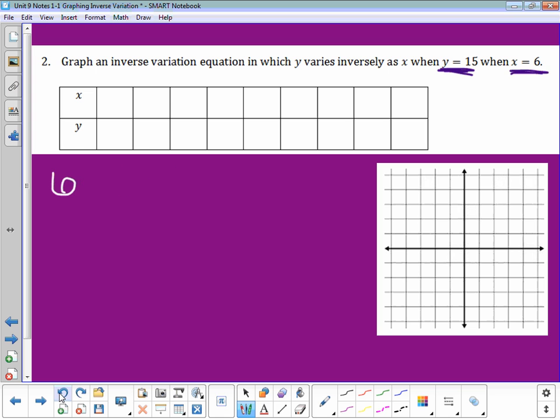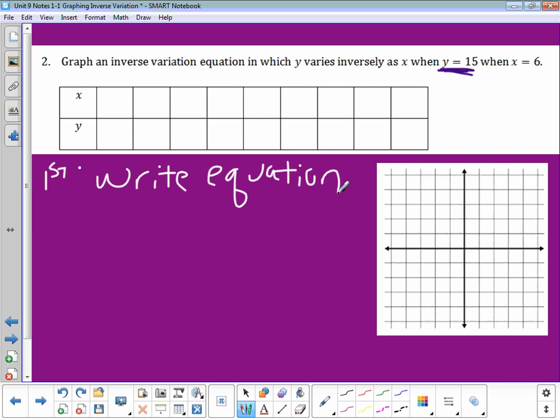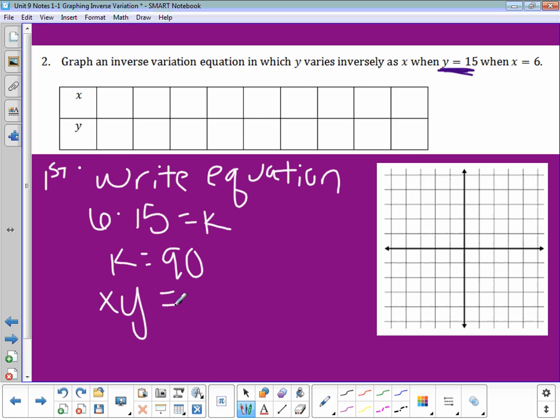So let's actually write out what steps we're doing. The first thing we're going to do is write the equation. Then I'm going to multiply my x times my y and set that equal to my k. Remember we talked about how we have to know what our k is. Well, 6 times 15 is going to give us 90. So my equation then is xy equals 90. This is what I'm going to be graphing eventually.